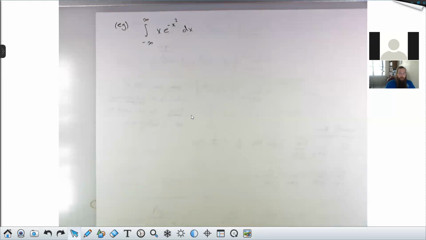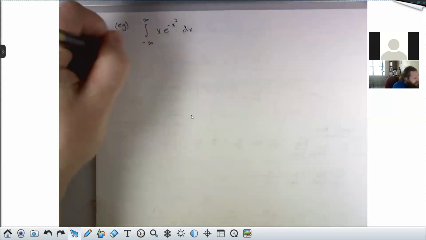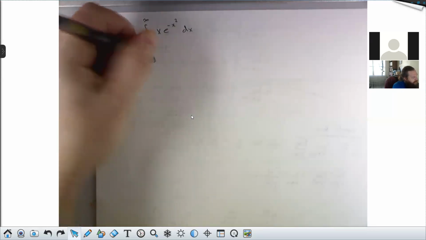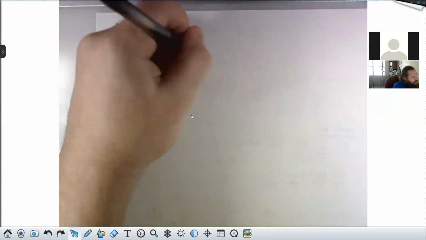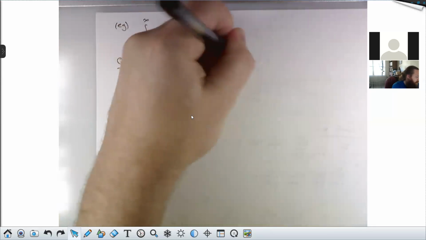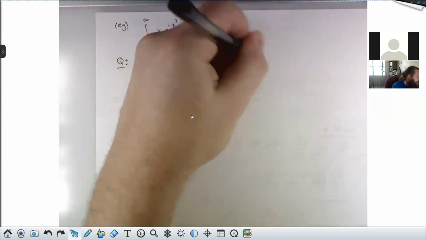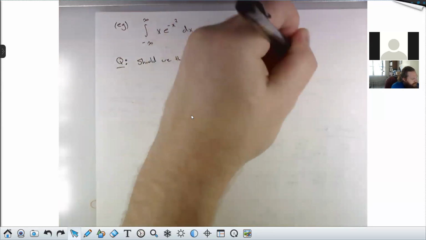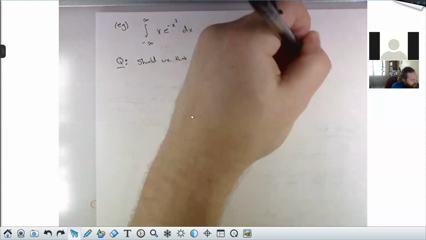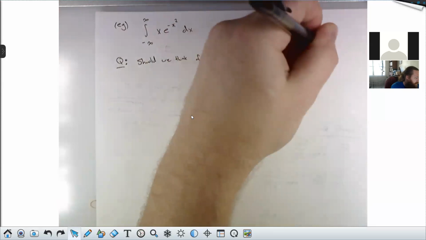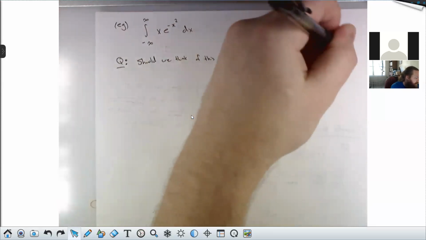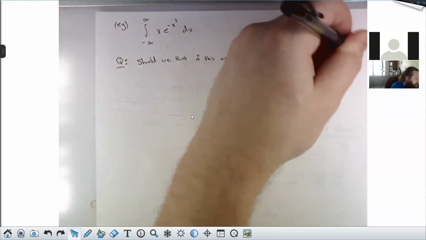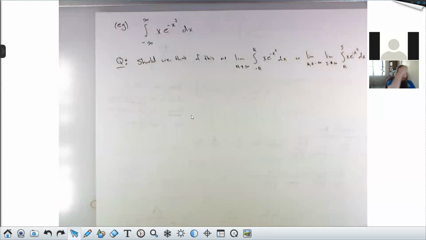So with integrals from negative infinity to positive infinity, there's really two reasonable ways to approach the problem. So question, should we think of this as the limit as r goes to infinity of the integral from negative r to positive r of x e to the negative x squared dx, or the limit as r goes to negative infinity, the limit as s goes to positive infinity, of the integral from r to s of x e to the negative x squared dx. So should I use two separate limits or one limit and work symmetrically?